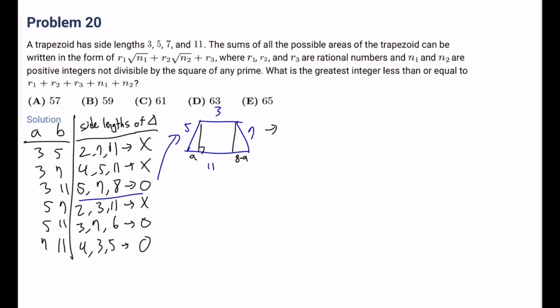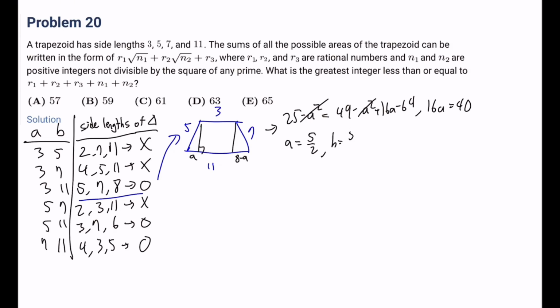This is going to give us 25 minus A squared equals 49 minus (8 minus A) squared, which is A squared plus 16A minus 64. So these two are going to cancel, and that's going to give us 16A equals 40. That gives us A equals 5 over 2, right? And since this is 5 and it's 5 over 2, that gives us that it's a 30, 60, 90 triangle. So this must be 5 root 3 over 2.